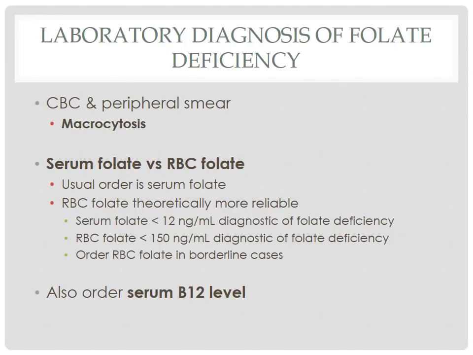If you order a serum folate first and it is borderline or equivocal, then consider ordering an RBC folate. It's also important to make sure that you order serum B12 levels, and this is because you could have a mixed anemia of both B12 deficiency and folate deficiency, and the folate deficiency could cover up some of those typical neurologic signs that you would see with B12.